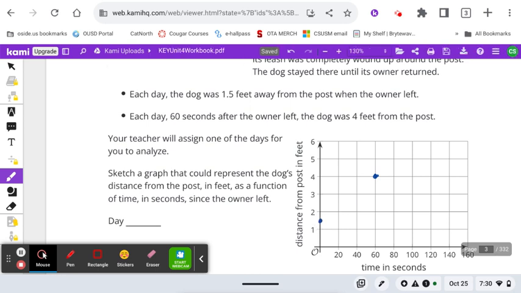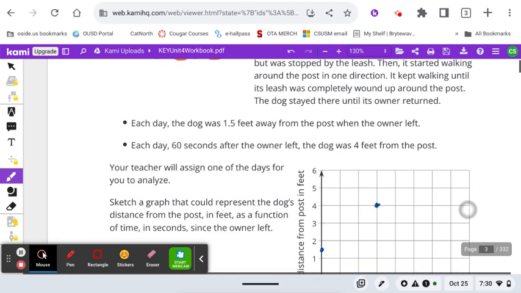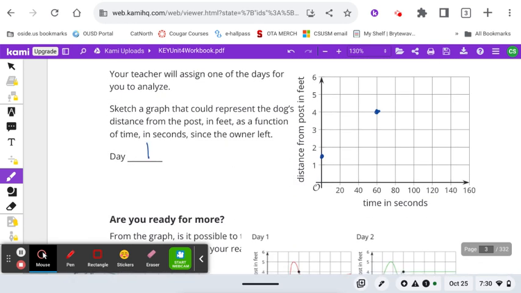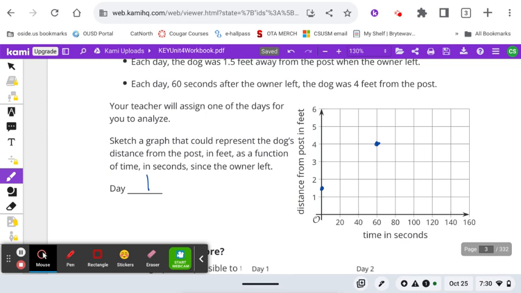So you're going to go look and analyze those days. You can choose one to specifically look at. So say you choose day 1. Day 1, the dog walked around the entire time while the owner was there. So you're supposed to come up with a graph of what you think could be happening as time is passing.